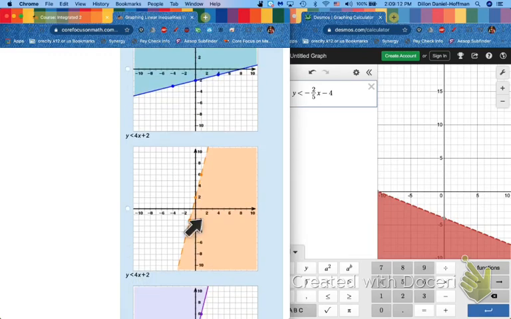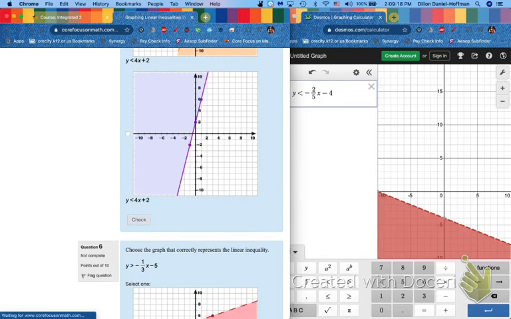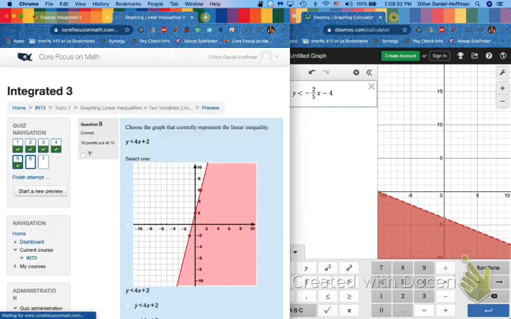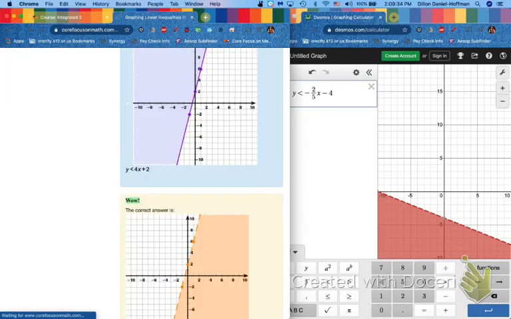Does it have a slope of 4? Let's check. Up 4, 1, 2, 3, 4 over 1. Yep. So it's going to be that one. I don't even need to use my calculator. And I'm going to do the rest just like that. It also helps me, I think, make fewer mistakes because I'm using more brain activity and less just trying to match up calculator interpretations. So for these last two, I'm just going to do that.